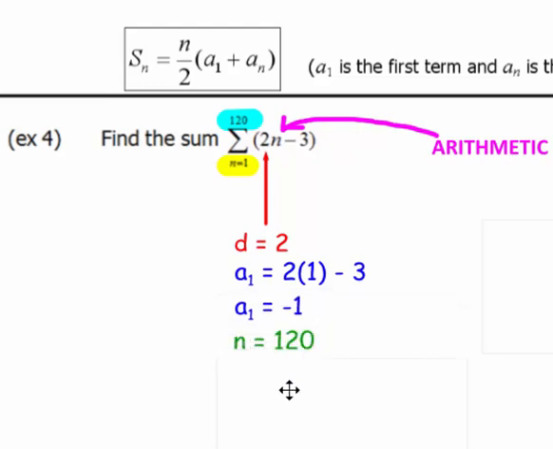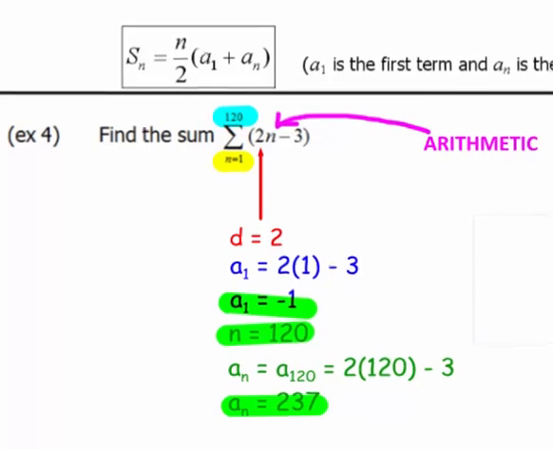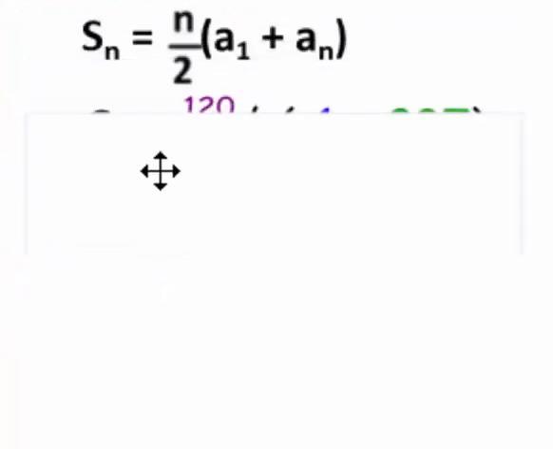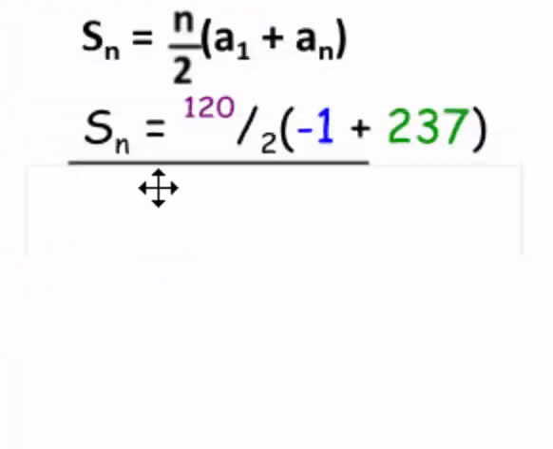Okay, so now we have the first term, we have the number of terms, that's up here, and we have our common difference. Okay, so now let's use that information to find the sum of the series. So you'll substitute in and calculate.